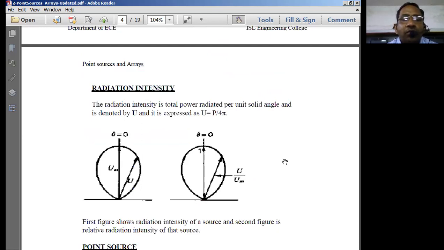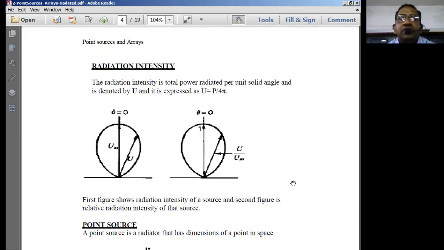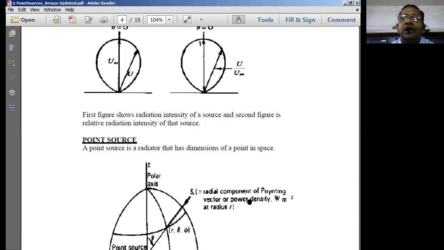So then one more formula which is very important for us in this particular antenna arrays topic is the radiation intensity. It is the total power radiated per unit solid angle, and it is given by U equal to P by 4 pi, where P is the total radiated power and 4 pi is nothing but the solid angle under consideration.